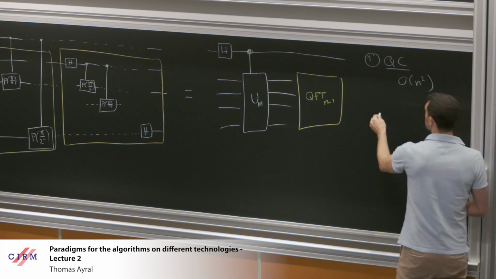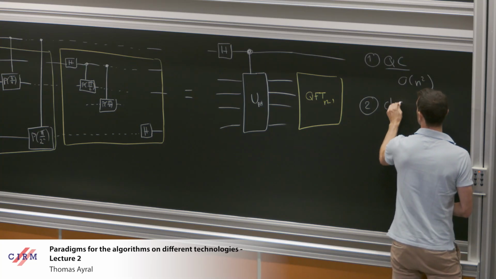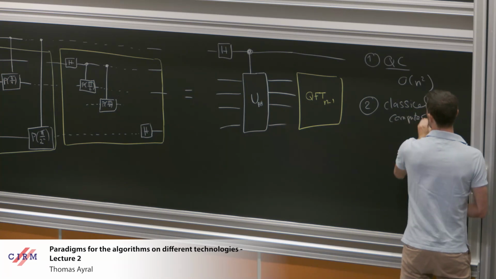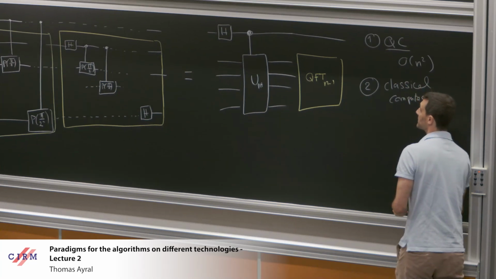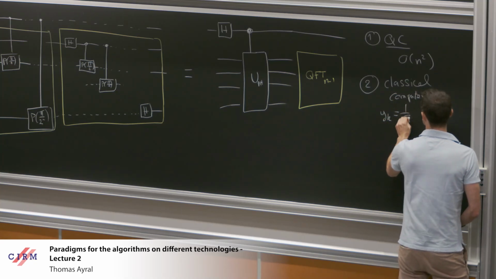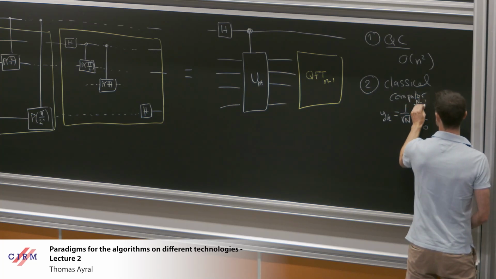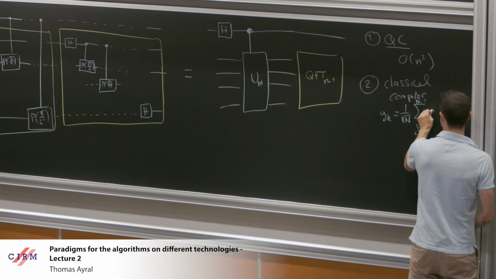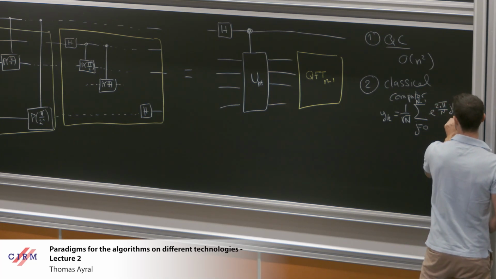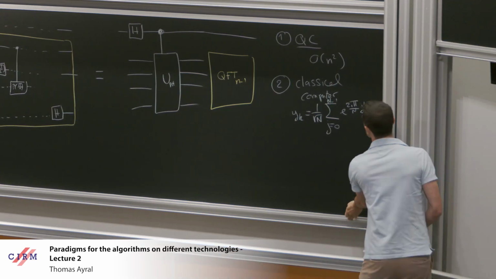And now let's try to see what would be the computation we could do on the classical computer. So on the classical computer, you remember the formula for the discrete Fourier transform? There was y_k equals 1 over square root N, sum over j from 0 to big N minus 1 of exponential of 2i pi over N jk, x_j. So this was the formula for the discrete Fourier transform that we used.